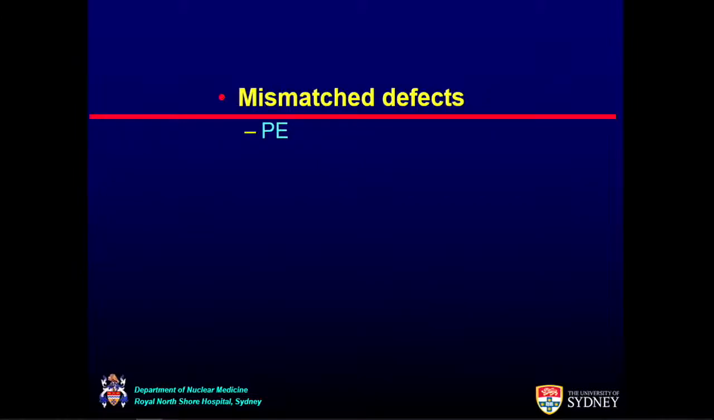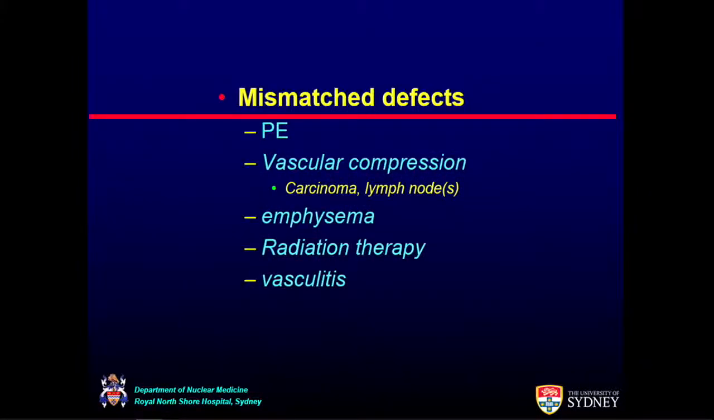And so in general, mismatch defects mean PE, but there are other causes: vascular compression, for instance, from carcinoma or lymph nodes, emphysema, radiation therapy, vasculitis. And the advantage of doing the CT is it helps you characterise some of these things.